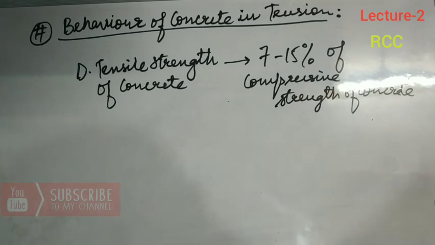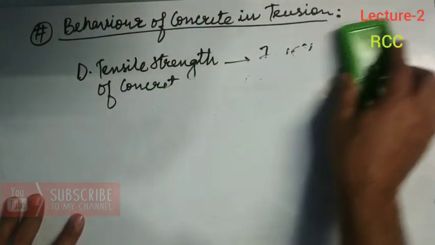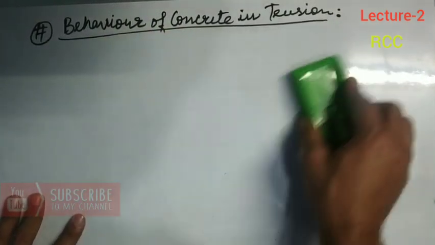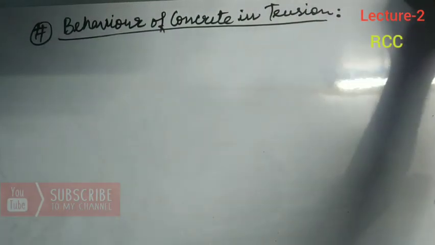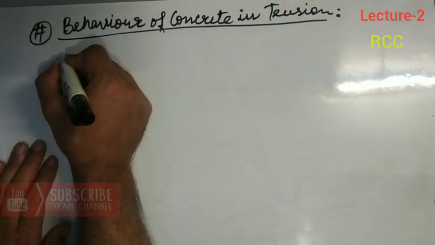Now, it is very difficult to have direct tension test on concrete as it requires pure axial tensile stress free from any secondary stresses and misalignment in the tension testing machine. Thus, we perform indirect tension tests using flexure test or split cylinder test. So before studying these tests, there is a term called as modulus of rupture of concrete.